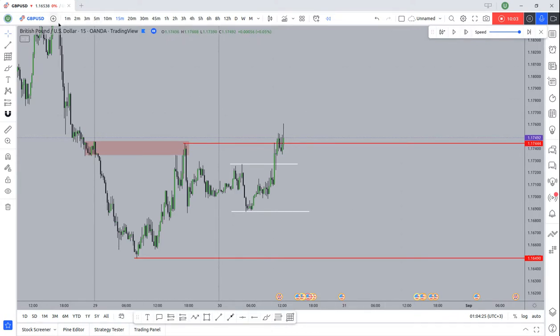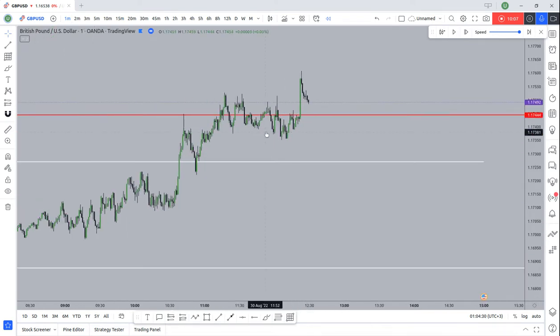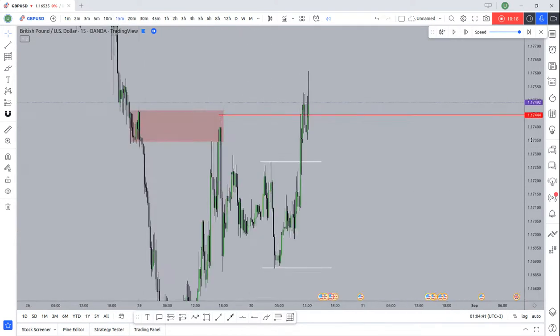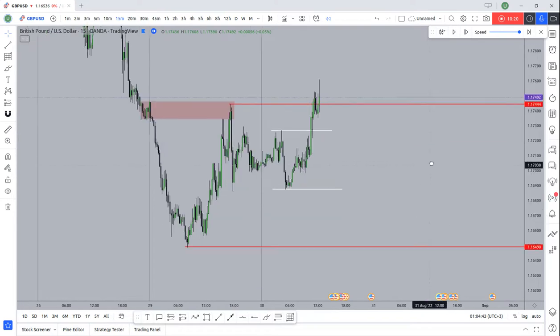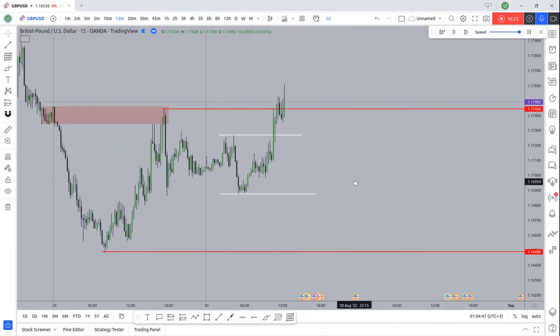So if we go to M1, those that took this breakout as a signal, your stop loss is placed here. Can you see that you've been taken out? Be patient. There's no rush. Be patient until your analysis plays out the way it has to.